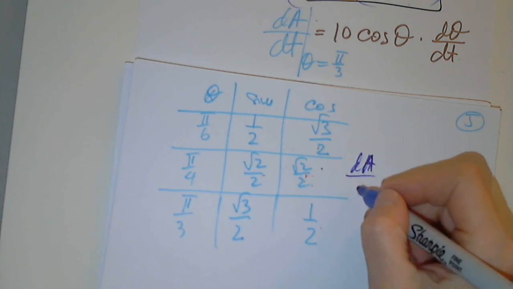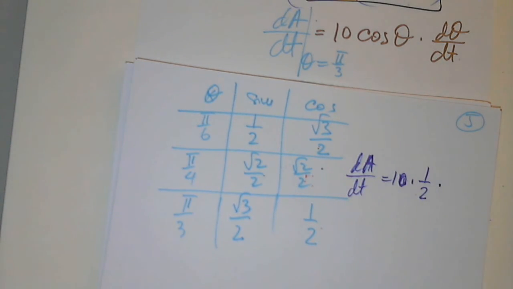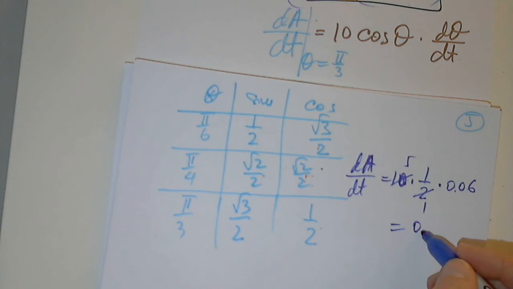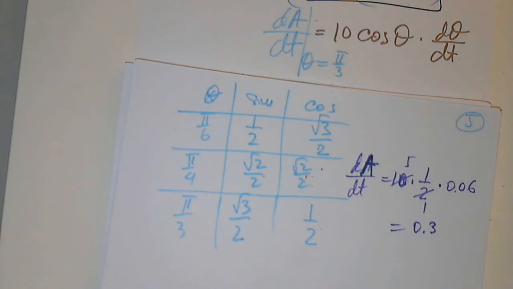Yes. So this is 10 multiplied by 1/2 multiplied by d theta over dt, which is given to us as 0.06. So I'll simplify, and pi is 0.3. Measurement unit. Remember, it's a rate of change. It has to have 2 measurement units, one coming from the top and one coming from the denominator. What was it measured? I don't remember. It was over seconds, if I remember correctly.